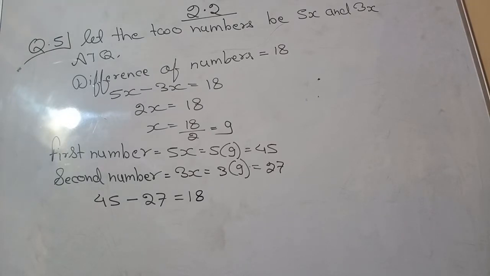So now I will explain questions which are different from the previous one. So let us see question number 5. What is given in question number 5? Two numbers are in the ratio of 5:3. If they differ by 18, what are the numbers?